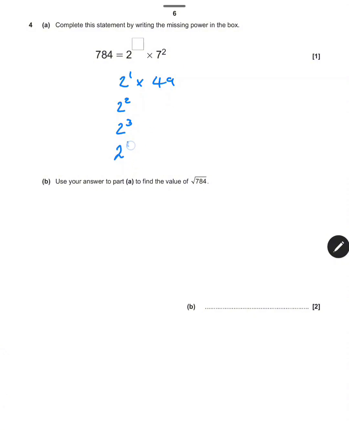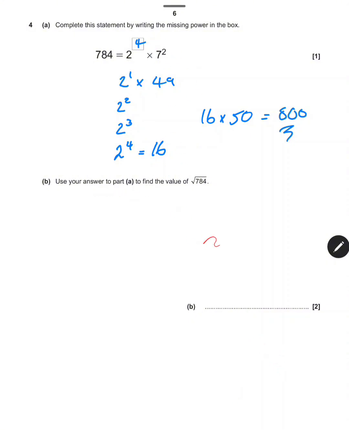I think it has to be 2 to the power of 4. 2 to the power of 4 is 16. And if we think about 16 times 49, well, let's just look at 16 times 50. A half of 16 is 8. So 16 times 50 would be 800, which is very close to 784. So I'm pretty confident that that is a 4 there.